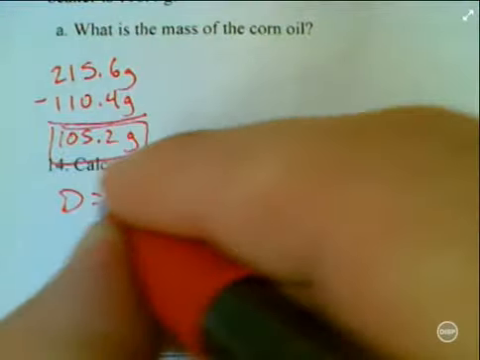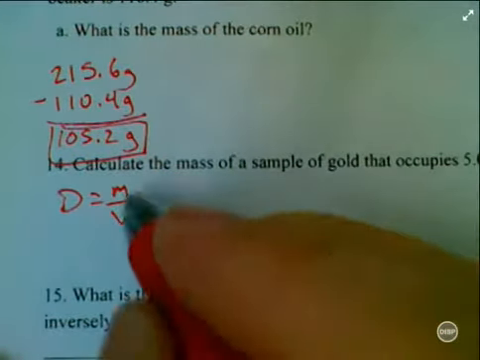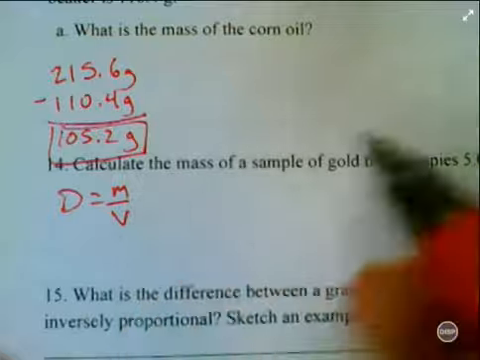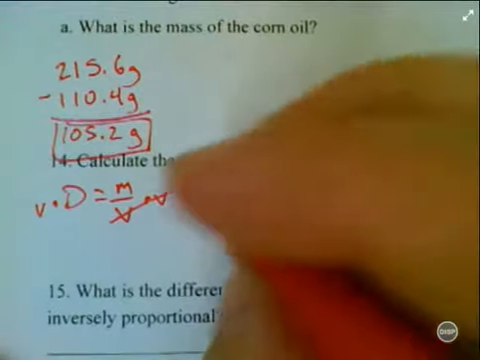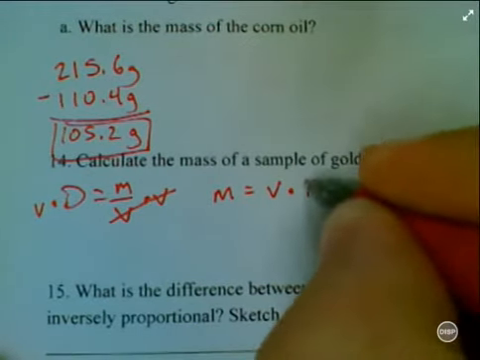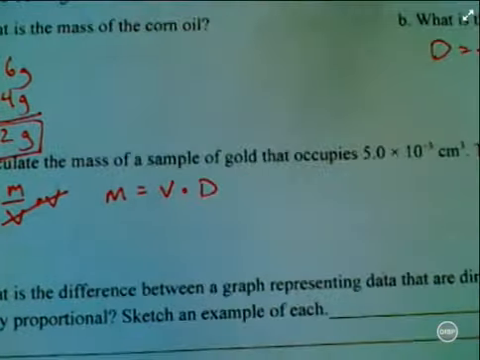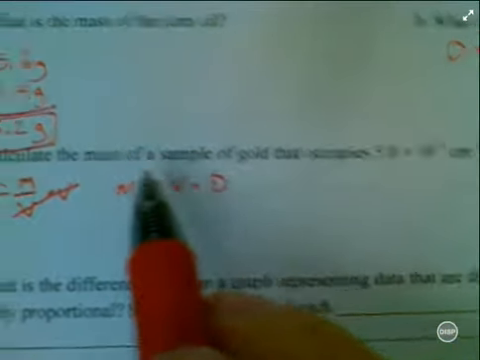And so we're going to use our regular old density is equal to mass over volume. But here's the thing. We're trying to solve for mass. And so I want to get mass by itself before I actually plug in any numbers. So now I have mass is equal to volume multiplied by density. Now I simply plug in these two values, okay?